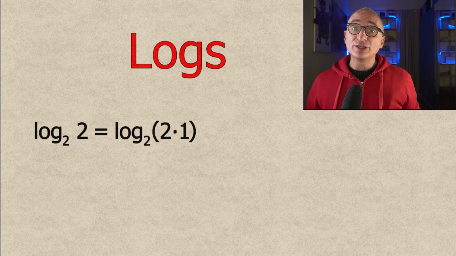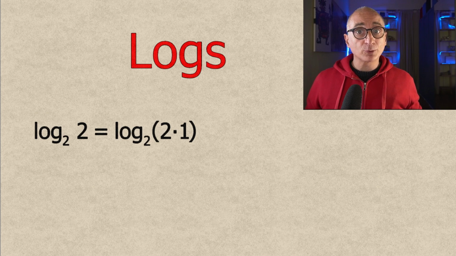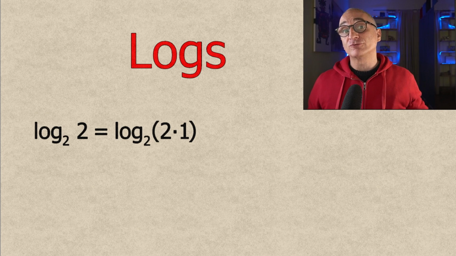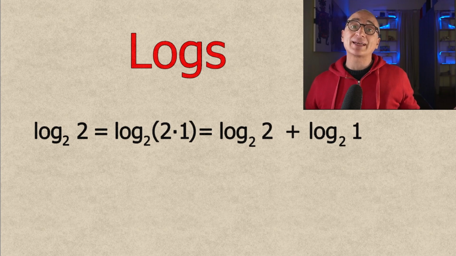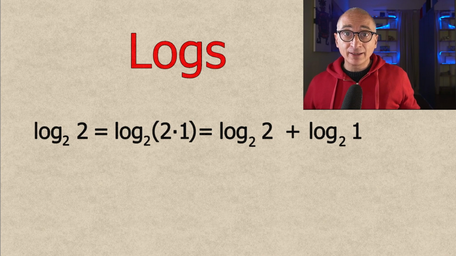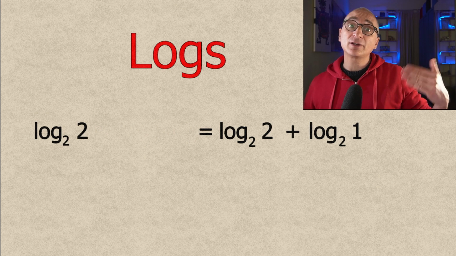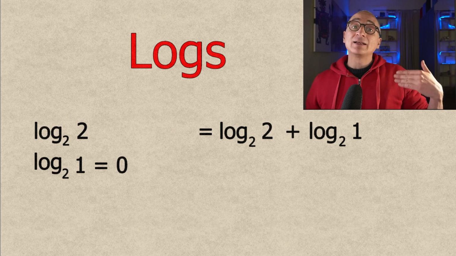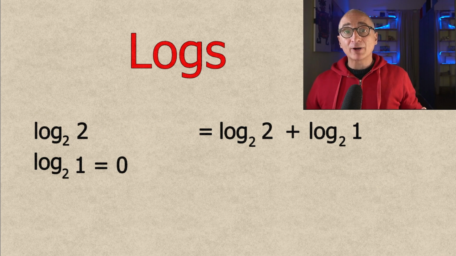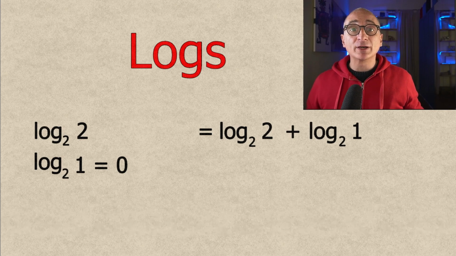And if you know the rules of logarithms, which actually derive from the rules of powers, you can write that as log 2 plus log 1. Therefore, log 2 is log 2 plus log 1, and therefore log 1 must be 0. That is, the power I have to raise 2 to is 0 if I want to get 1.